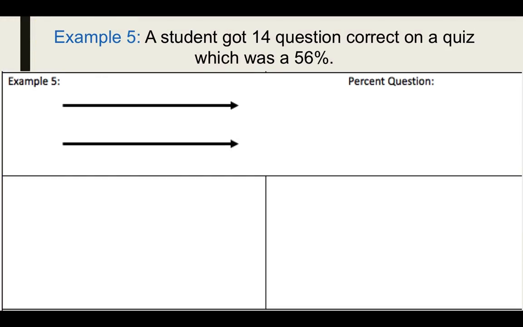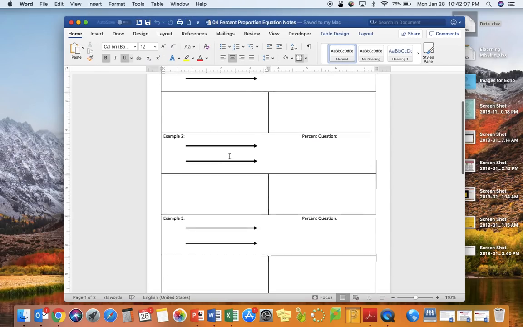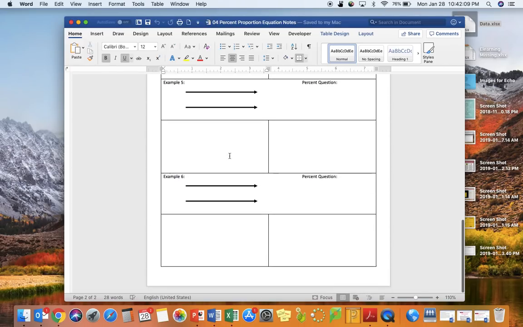All right, for question 5, we are actually going to skip this one. This one you can try on your own, but I think I've done enough examples that you kind of get the idea. And we're going to go to one more example, example 6. Okay, example 6 on your paper is going to be this last example.